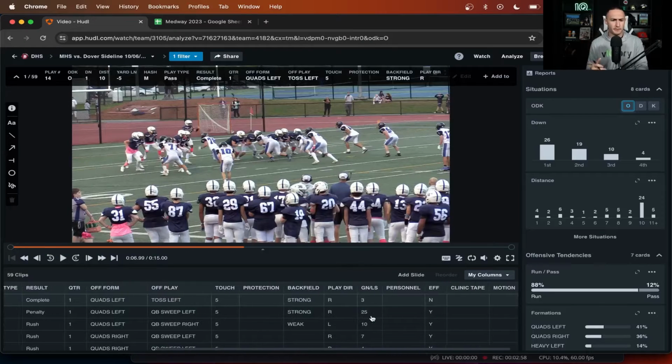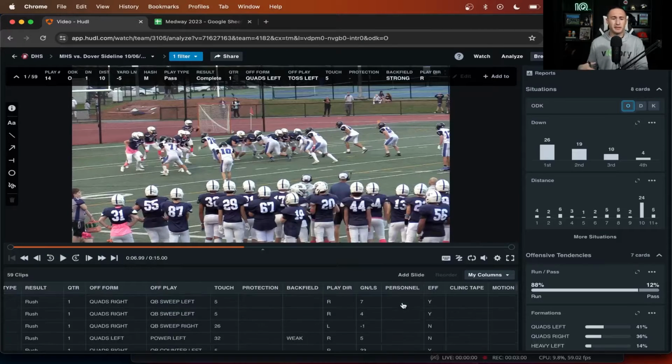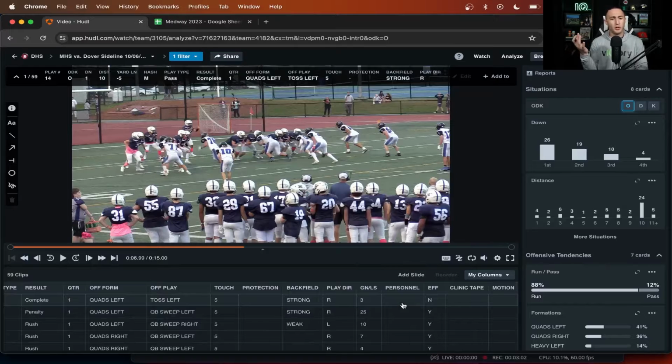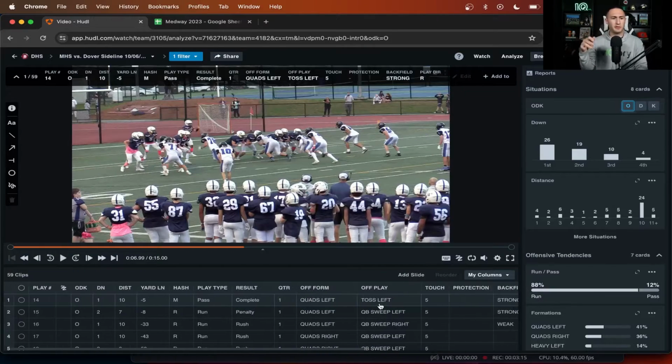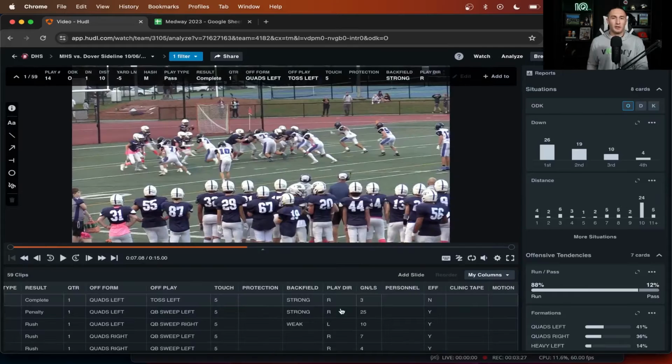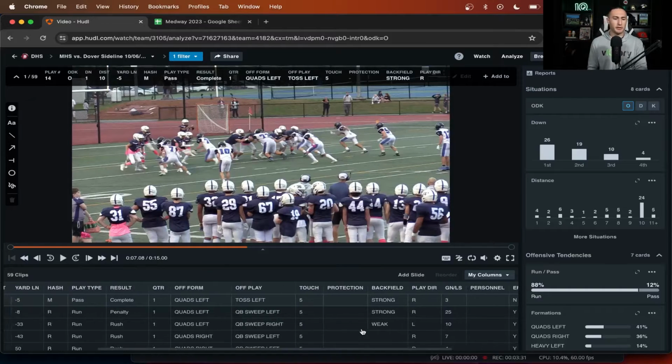Play direction, Hudl fills in for you. Gain loss, they fill in. Personnel, this team didn't really change personnel much, so this box is going to be essentially empty. We just felt for this game we didn't need to go crazy trying to fill it out, because they had the same personnel on the field. That's the beauty of playing small schools. And then clinic tape and then motion, that's going to affect us. This team didn't motion at all in these games, so we just end up leaving it blank, okay?